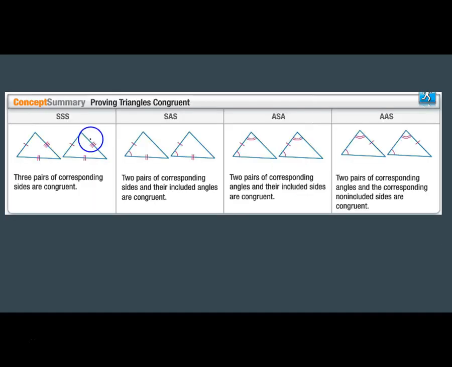So this is just a little chart to remind you of all the different congruencies. We have side, side, side; angle, side, angle; angle, angle, side; angle, angle, angle, side. And you can see with the markings too exactly how they are congruent.